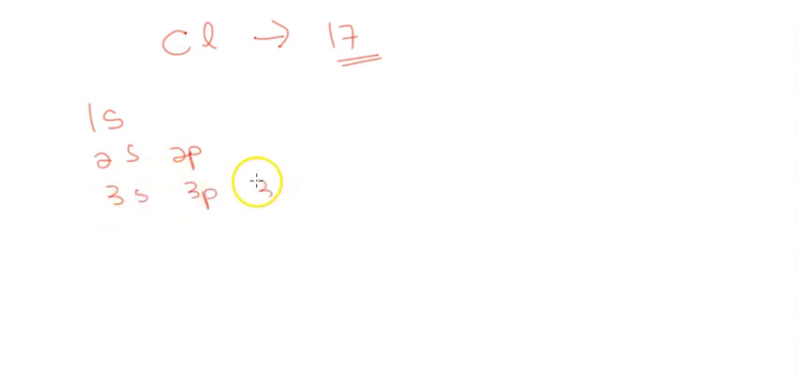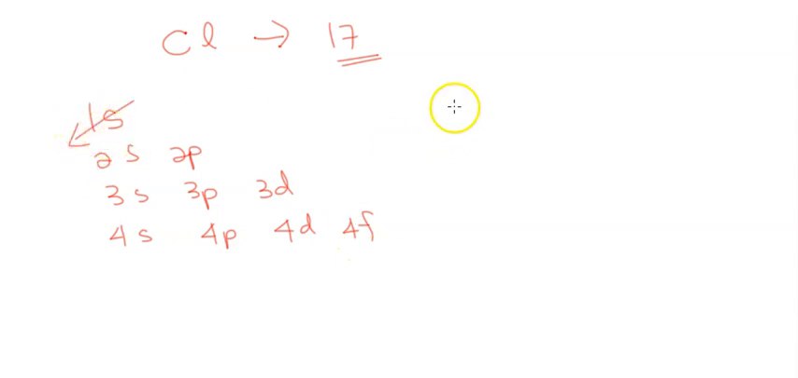How about another one? Let's try chlorine, in which the atomic number is 17. This is also the number of electrons. It has 17 electrons. 1s, 2s, 2p, 3s, 3p, 3d, 4s, 4p, 4d, and 4f.